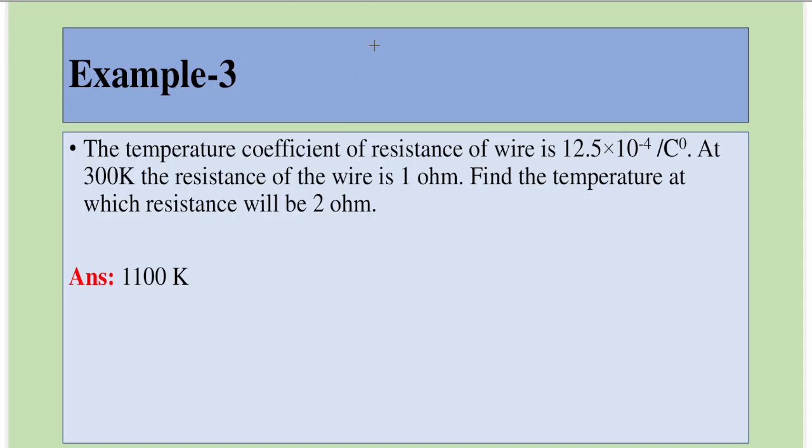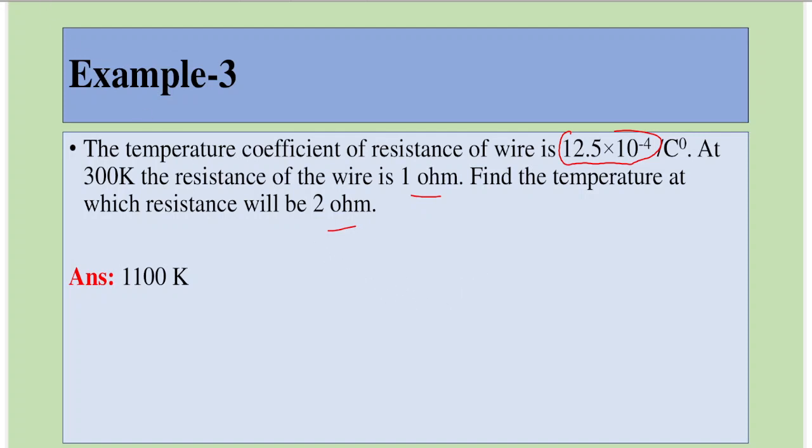Example 3 says the temperature coefficient of resistance of a wire is 12.5 into 10 power minus 4. At 300 Kelvin, the resistance of the wire is 1 ohm. Find the temperature at which the resistance will be 2 ohm.